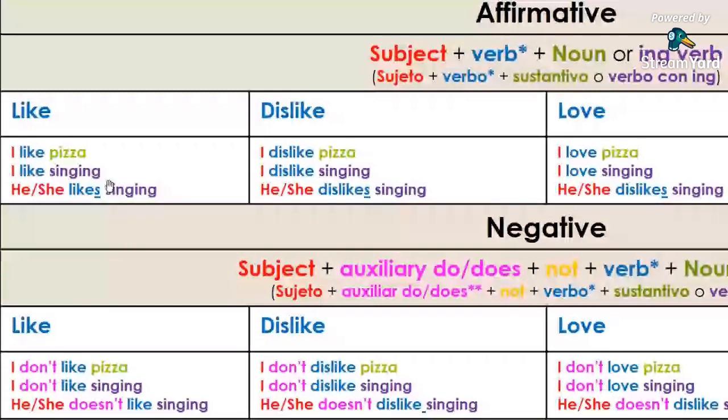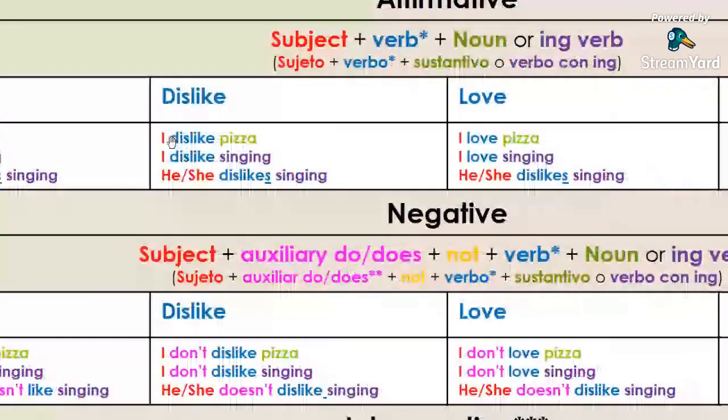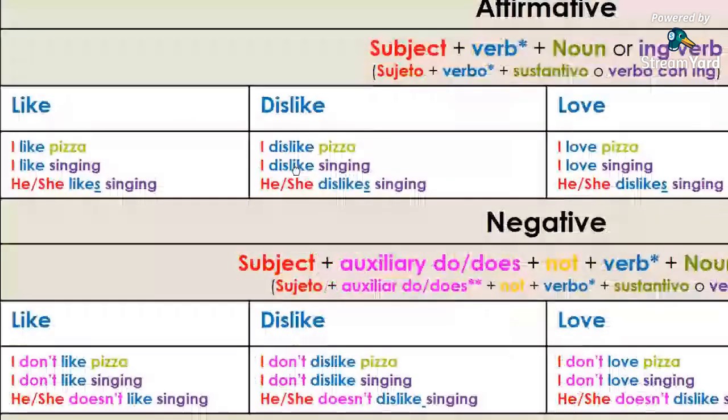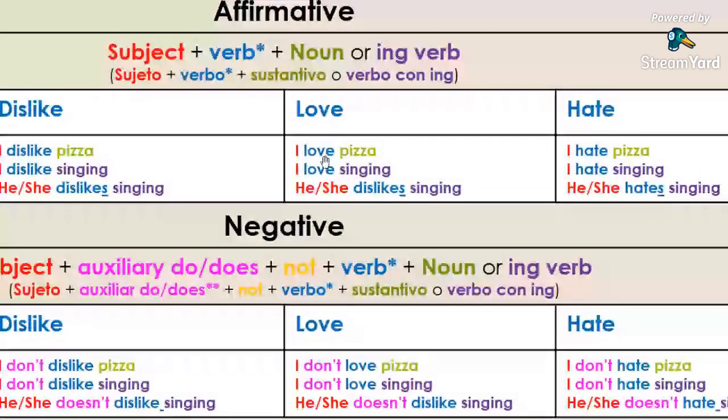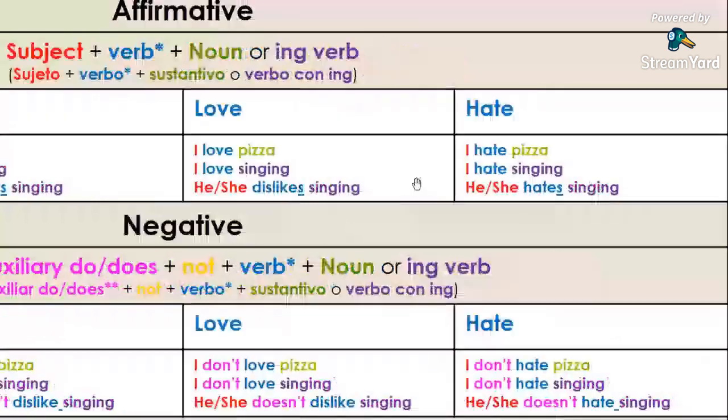Also, we can use I dislike, no me gusta. I dislike pizza, I dislike singing, or he or she dislikes singing. Or maybe I love singing, I love pizza, or he or she loves singing. And also for hate, odiar: I hate pizza, I hate singing, he, she hates singing.